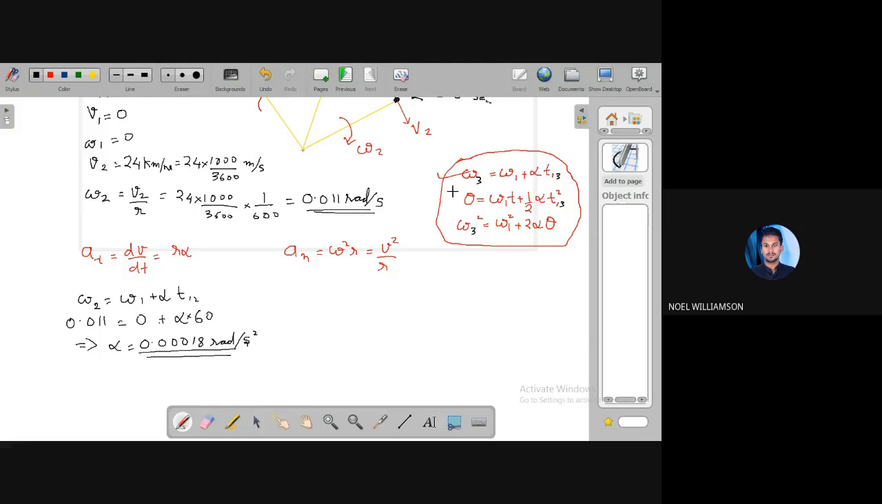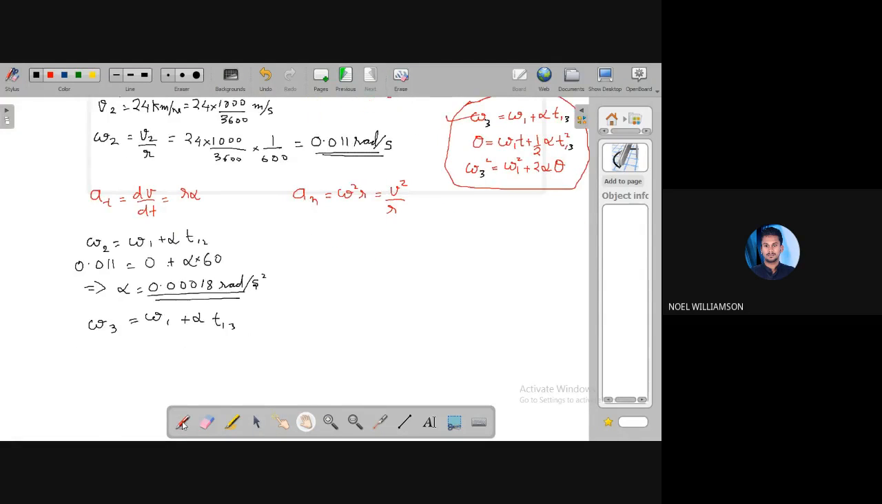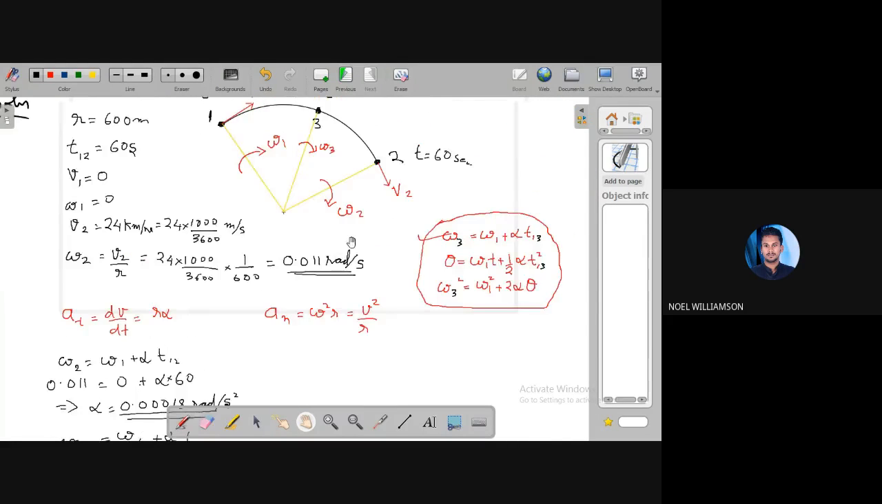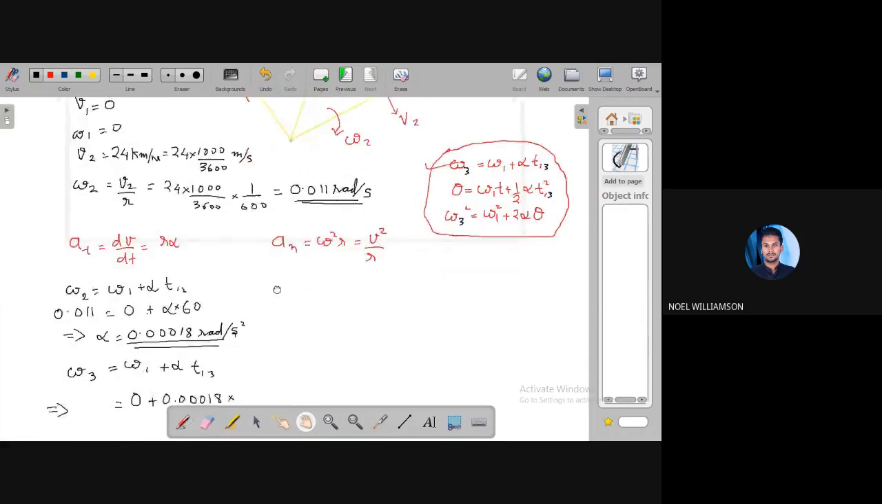Okay, so using any of these relations, what you have to find is the omega 3. The relation connecting omega 3 is the first and third one. From that, which one will we be using? Yeah, first one, because we don't know the value of theta. So omega 3 equal to omega 1 plus alpha t13. Omega 1 is 0 itself, plus alpha, which is 0.00018 into t13. T13 means time taken to reach the point 3 from 1. That is 30 seconds, right?